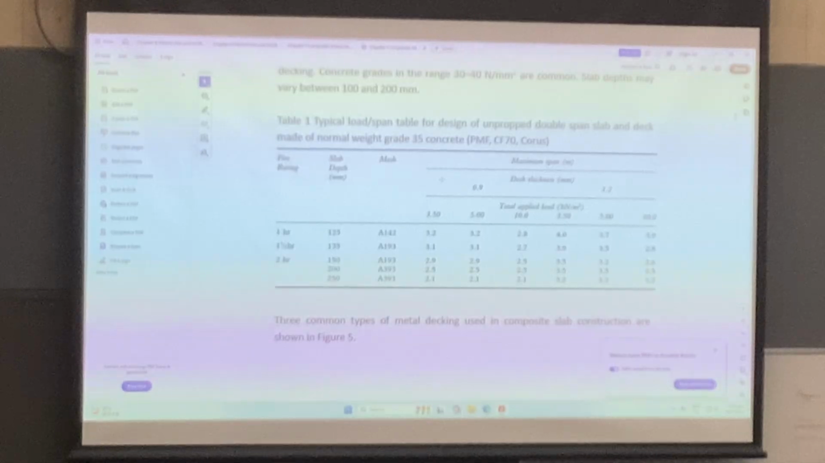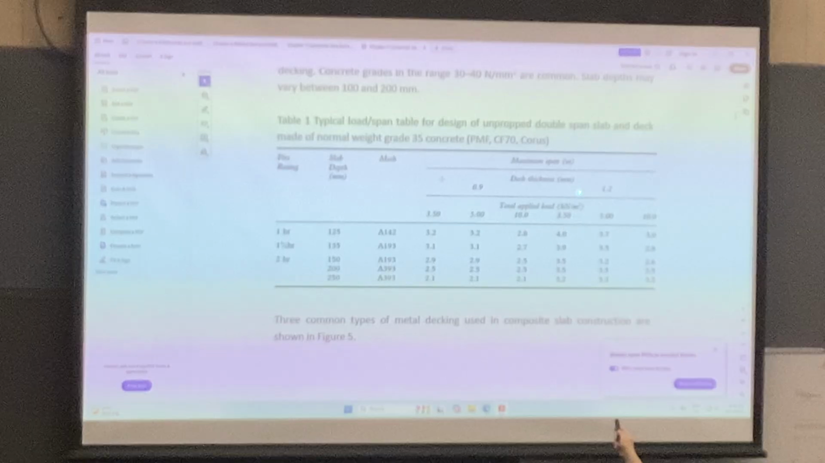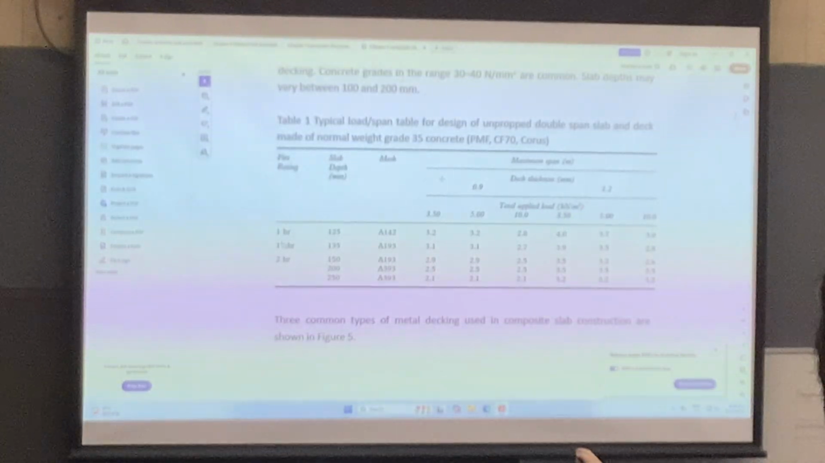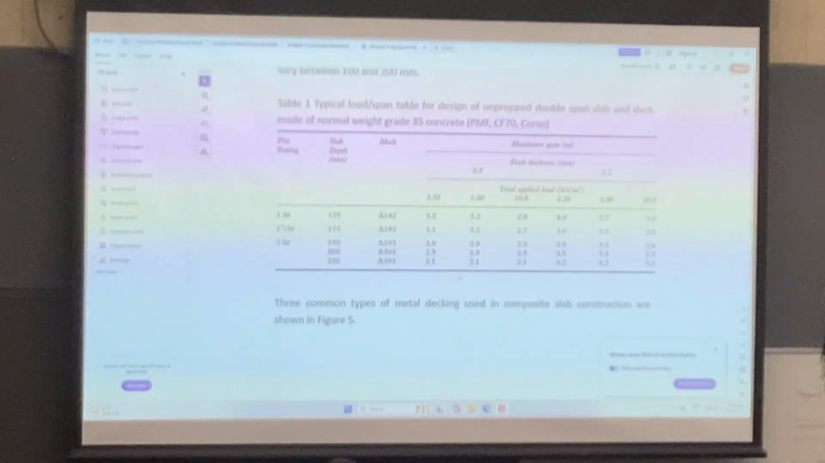So depending on your loading, and depending on the span between the beams, you will choose different kinds of depth here. So this is 5, this is 10, this is the design load, okay? And depending on the design load, the fire rating, and the span, actually, you can choose either 0.9 or 1.2 mm as the decking being used for your case, okay? So this is the way we want to show you.